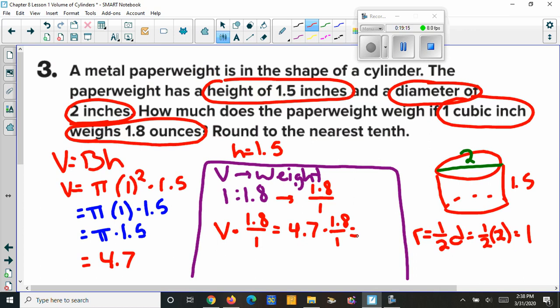4.7 times 1.8 over 1 gives me an answer of 8.46. So I got to back up. That 6 tells me to round the 4 up to 5 ounces, because that is the unit they wanted me in. So a little bit extra. The main focus right now is the part about finding the volume. But you never know when you're going to be asked to use that for one more step.